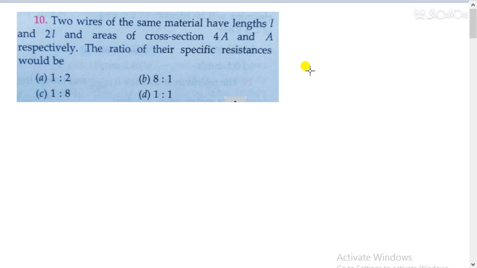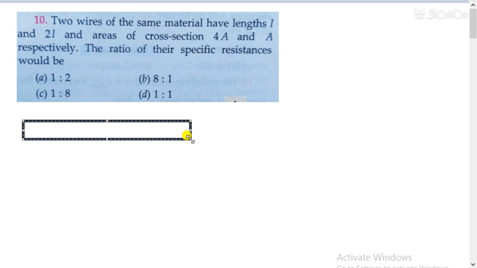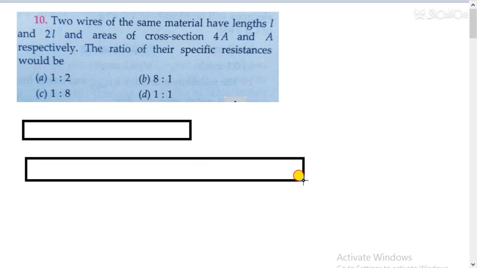Students, you have to take care also while you are doing questions. Sometimes a question is based on the stretching of a wire, sometimes two conductors are given, like in this question two conductors are given, and you have to take care of everything basically.